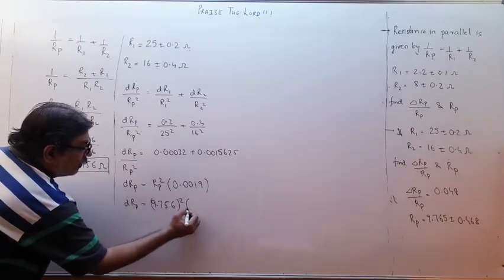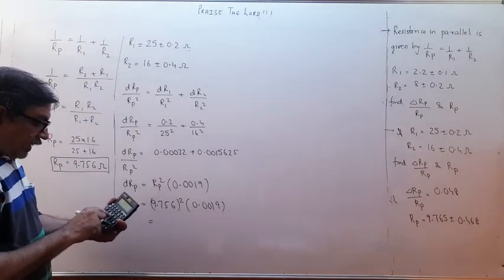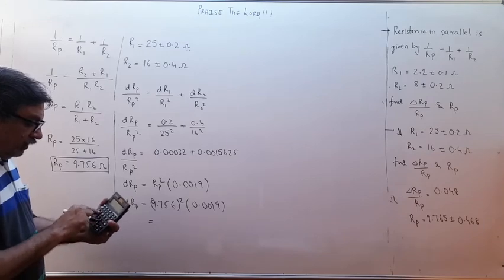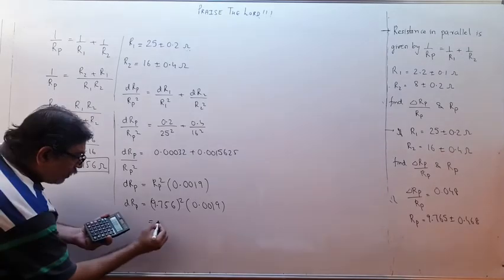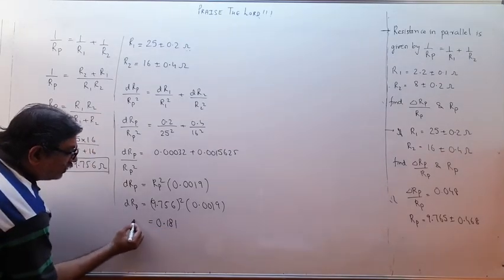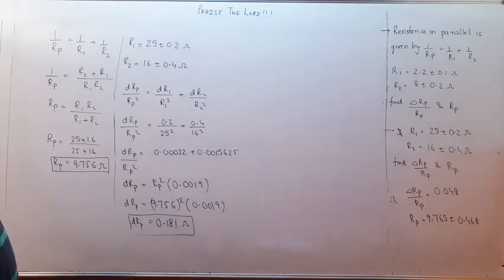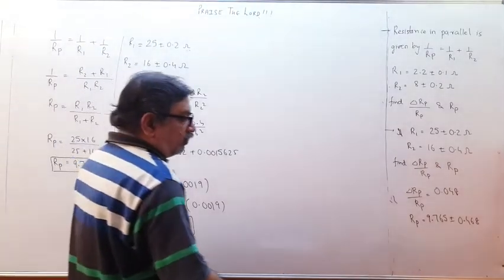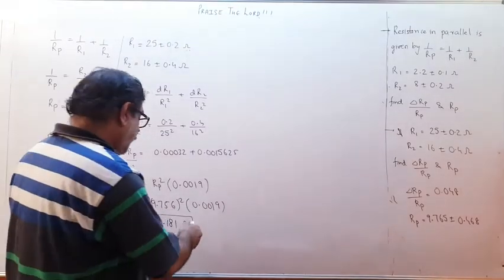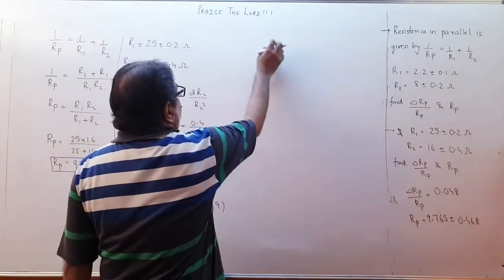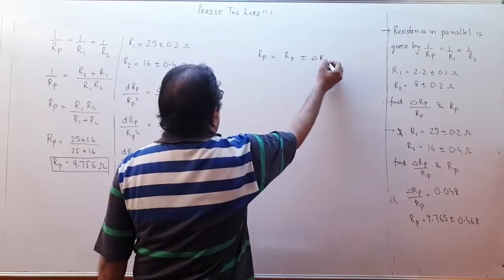into 9.756 square into 0.0019. So this becomes 9.756 into 9.756 into 0.0019. That is coming out to be 0.181. That is dRP in ohm. So 0.18 ohm is coming out to be dRP. Here it was 0.468 the error, and here it is coming out to be 0.181. So total, your RP will be true value plus minus delta RP.